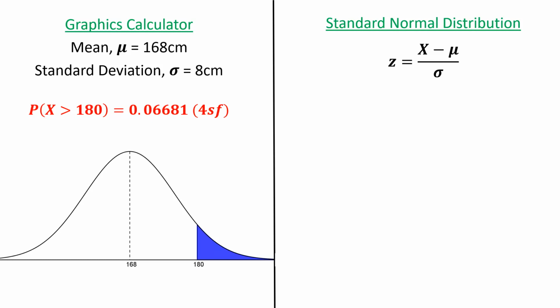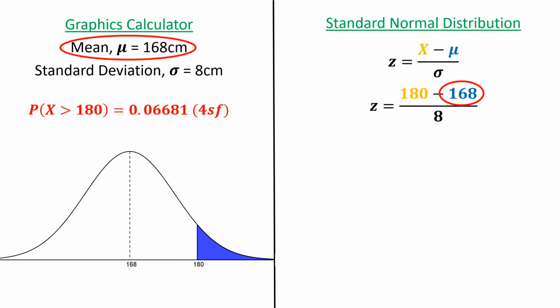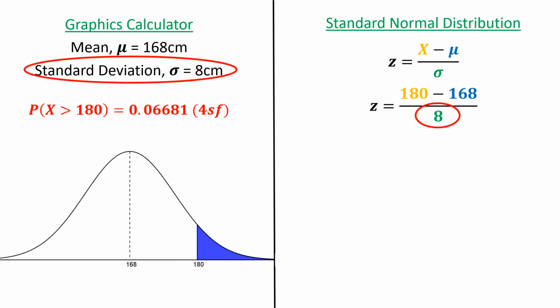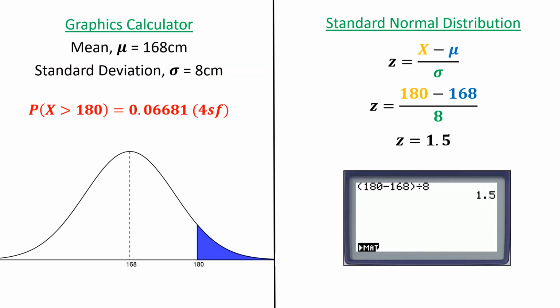So let's start off with our formula. Z is equal to x minus mu over sigma. So let's substitute 180 for x, which is the number we want to be bigger or smaller than. 168 is the mean, mu, and 8 is sigma, the standard deviation. That gives us a z value of 1.5.